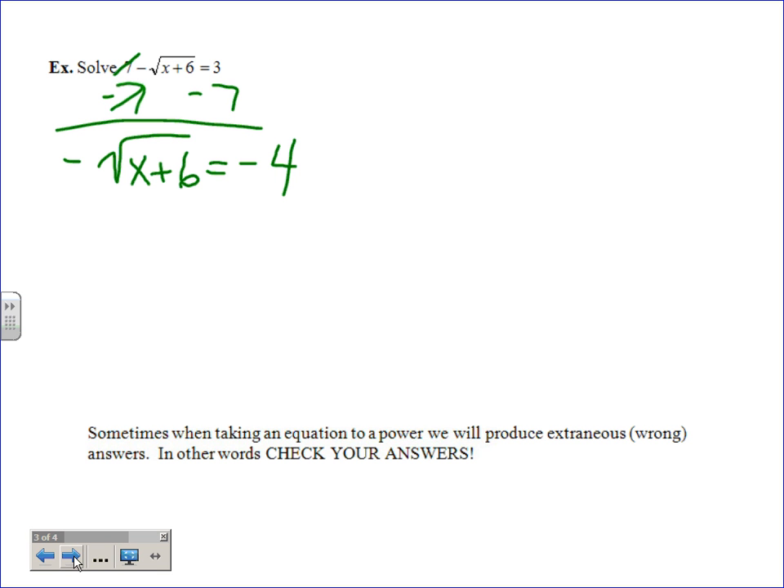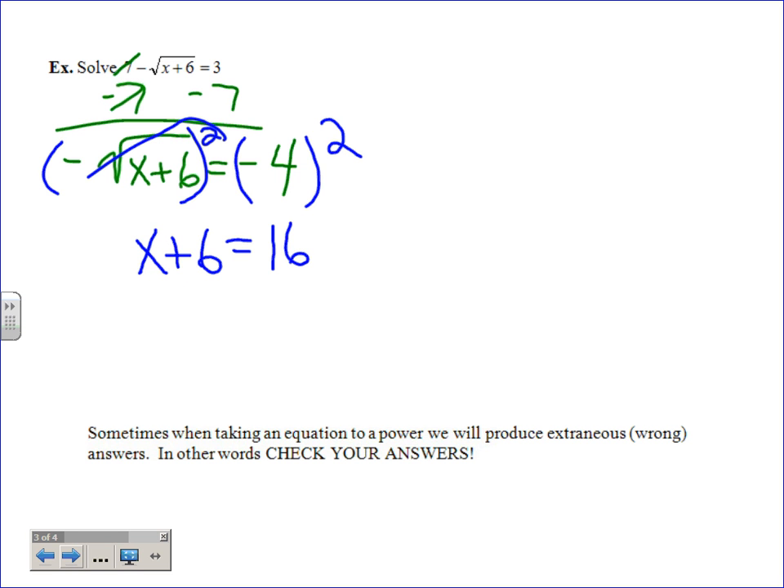Now, watch out. When you square it, you have to take the entire side and square it. Entire side, square it. When you take a negative and square it, what's the end result? Negative or positive? Positive. And in this case, it's just pretty much a big old positive. x plus 6 equals 16. Subtract 6. x is 10.